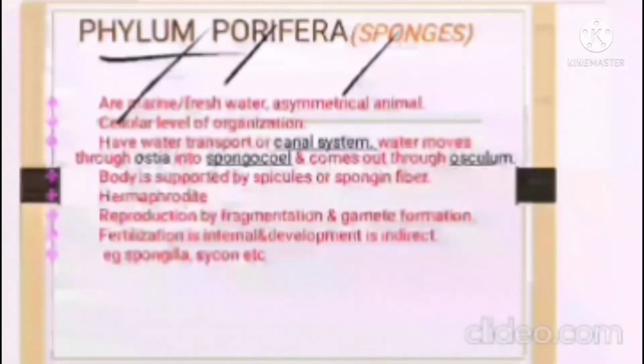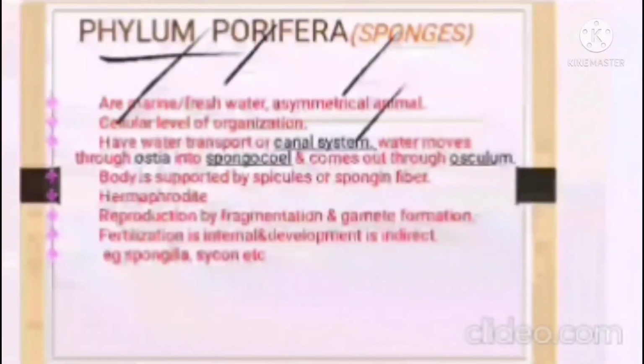And they have a cellular level of organization. They are made up of groups of cells. Even they are not differentiated into tissue. Groups of cells combined together and live in close association. So that's why it is a cellular level of organization. They have a water transport system called the canal system.